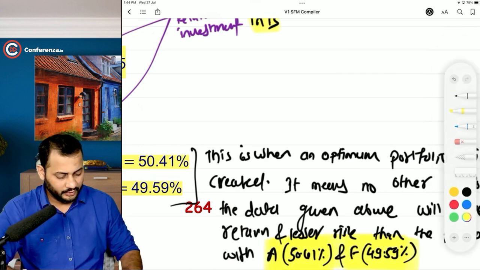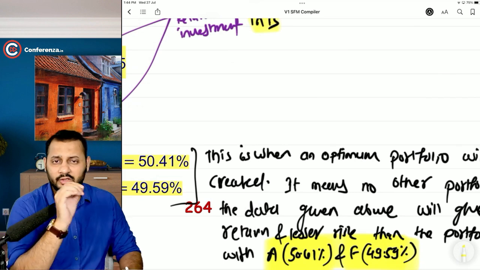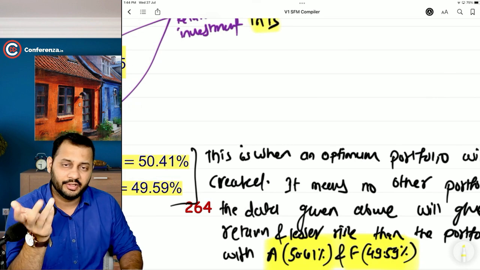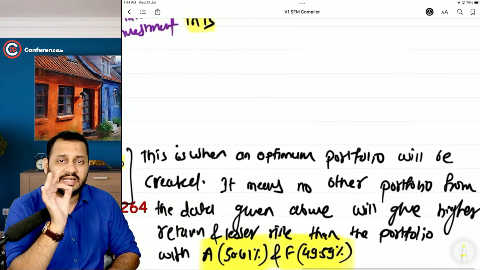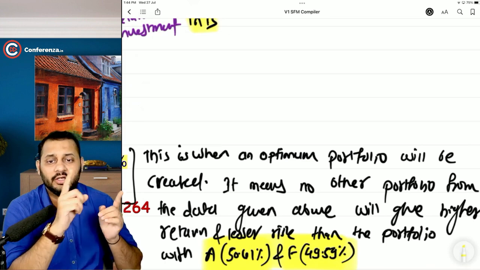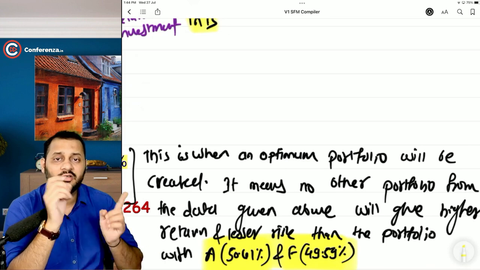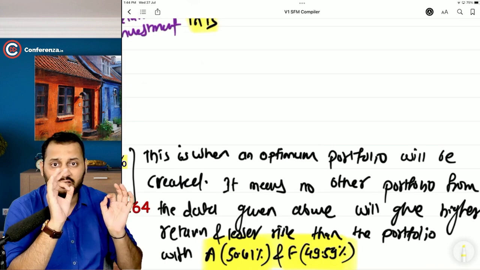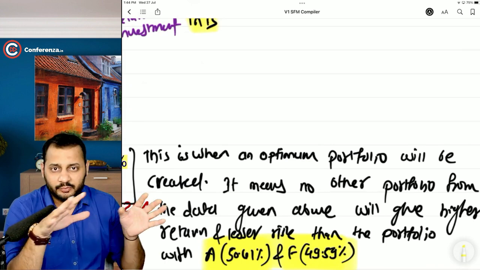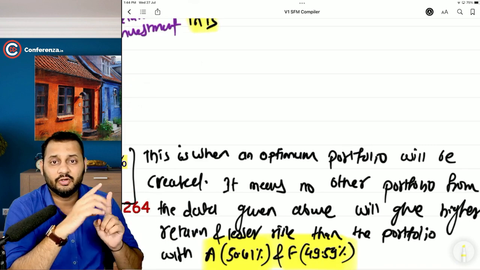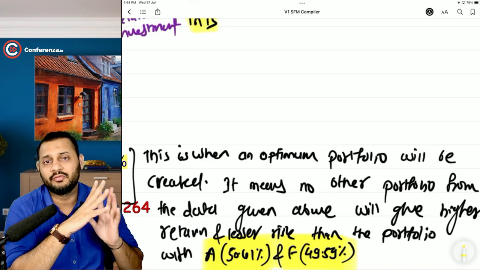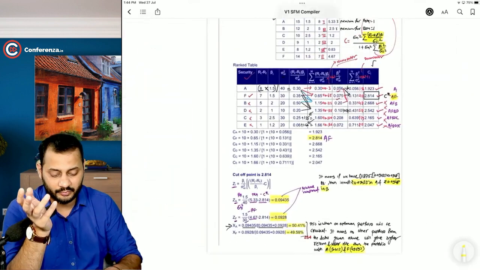So this is the only portfolio which will give you the highest return and lowest risk according to the theory. If you create any other portfolio using the above data, no portfolio will give you this much of the return or this much of the risk or below this risk. So the return of any portfolio other than this will not go beyond this one. Risk will not go below this portfolio's risk. That is what the meaning of optimum portfolio theory is.